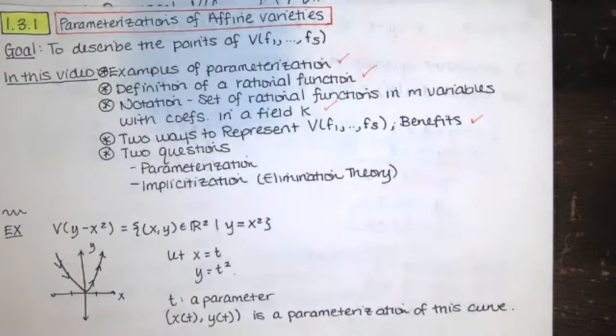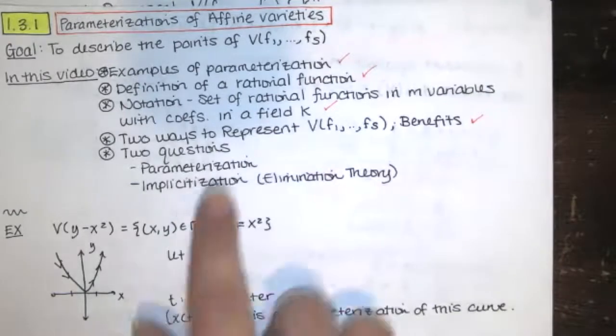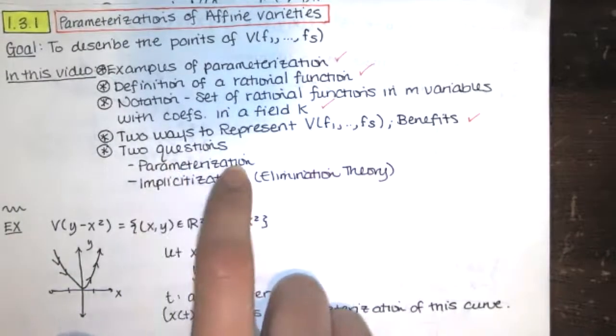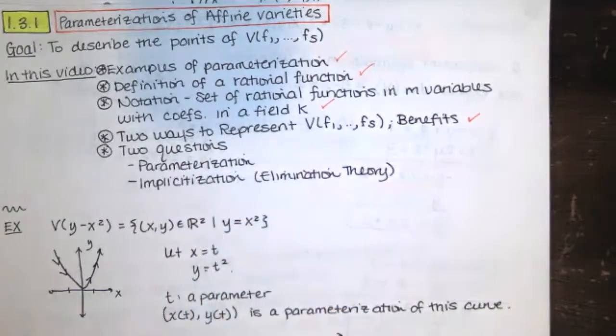And then we said that there are two ways to represent V. One is the implicit representation, f1 equals 0, f2 equals 0, all the way through f sub s equals 0. And the other one is the parametric representation. Parametric representation is great for graphing, and the implicit representation is great for determining whether a point actually lies in V. And then we said, okay, there are two questions. Given f sub 1 through f sub s, can I find the parametric representation every time, a rational parametric representation? And the answer to that question is no.